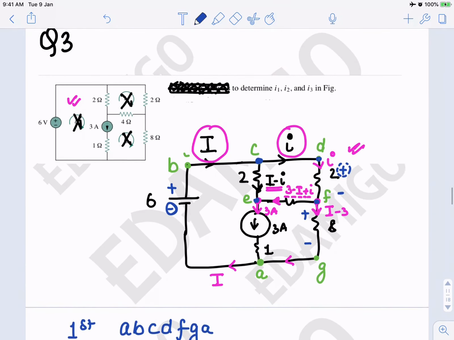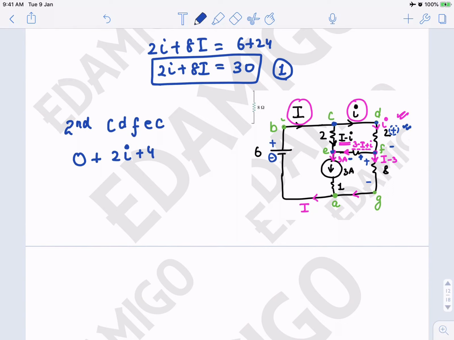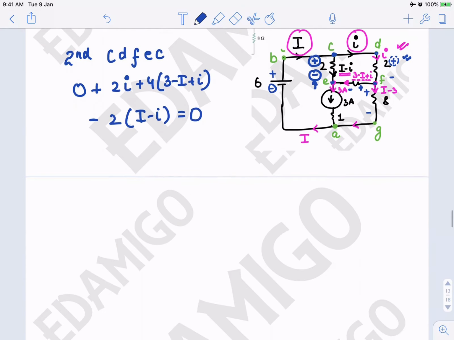Yes, the resistance value is 4, right? So it is 4 into 3 minus capital I plus small I. And from E to C, since the current is from top to bottom, it is plus at the top, minus at the bottom, and we are moving from E to C, so we are entering from the negative terminal, so it is a minus sign, 2 capital I minus small I is equals to 0. Okay, so let's solve this equation.